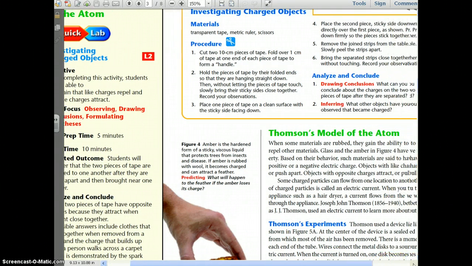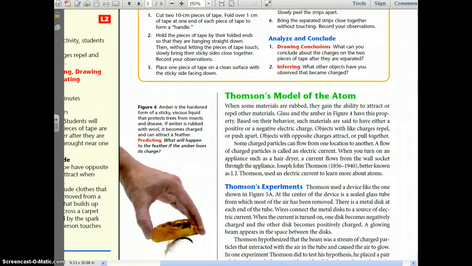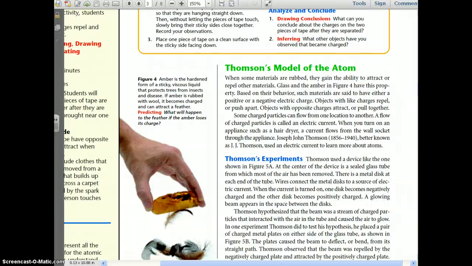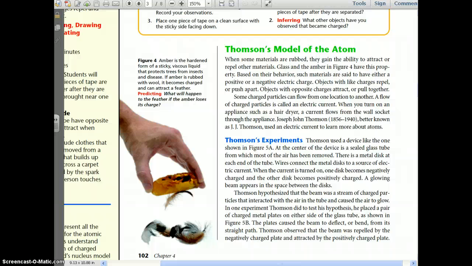Thomson's model of the atom, right here. When some materials are rubbed, they gain the ability to attract or repel other materials. Glass and the amber in figure 4 have this property. Based on their behavior, such materials are said to have either a positive or a negative electric charge. Objects with like charges repel or push apart. Objects with opposite charges attract or pull together. Some charged particles can flow from one location to another. A flow of charged particles is called an electric current. When you turn on an appliance such as a hair dryer, a current flows from the wall socket through the appliance.